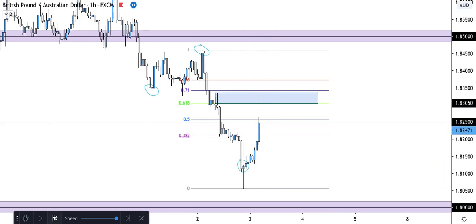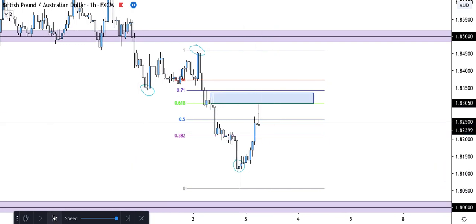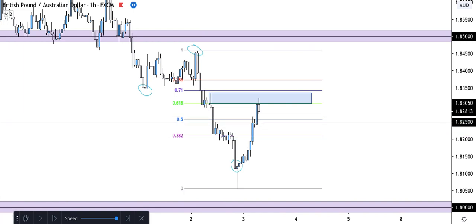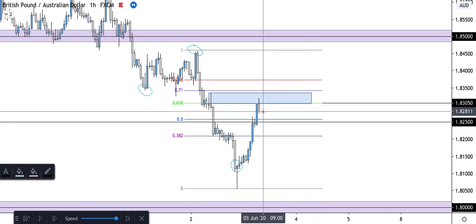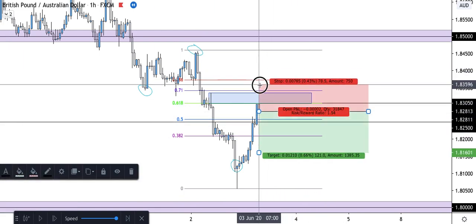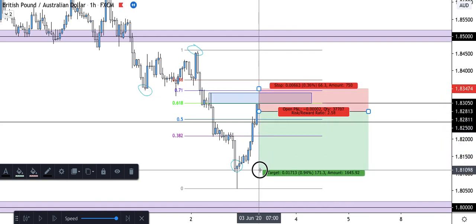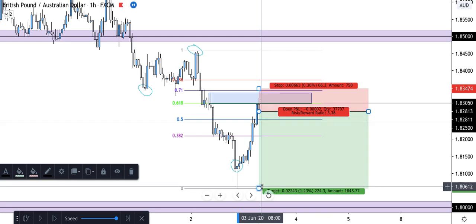So let's see how this played out. Right here, the market is starting to push in. We had that rejection, and right after this candlestick formed, we entered our short position. Our stop loss was somewhere around here, I don't really quite remember. Our take profit, I believe, was maybe down here.